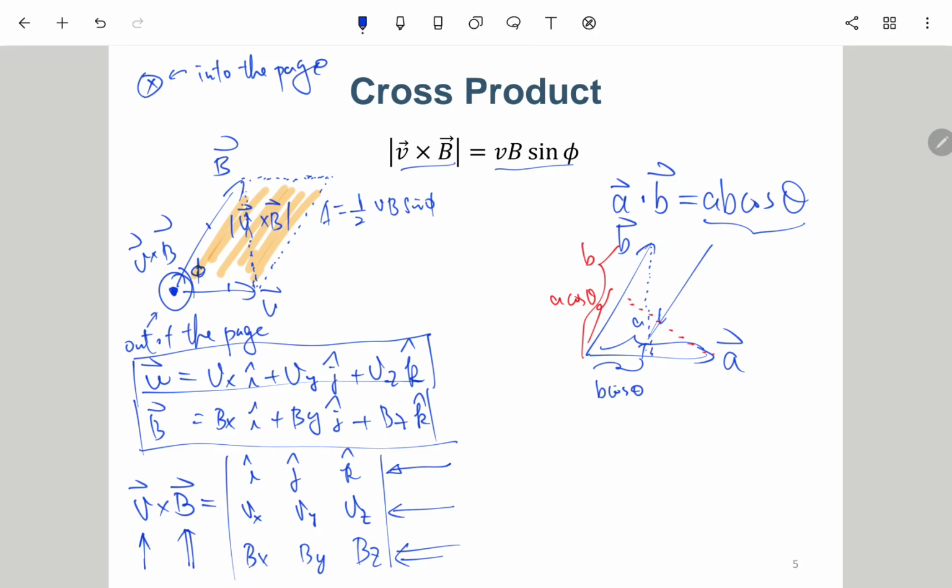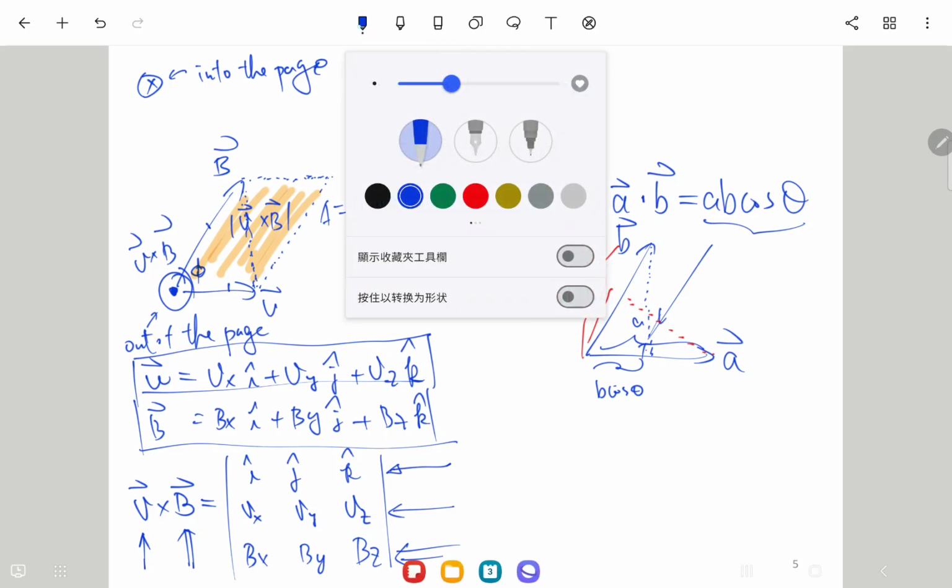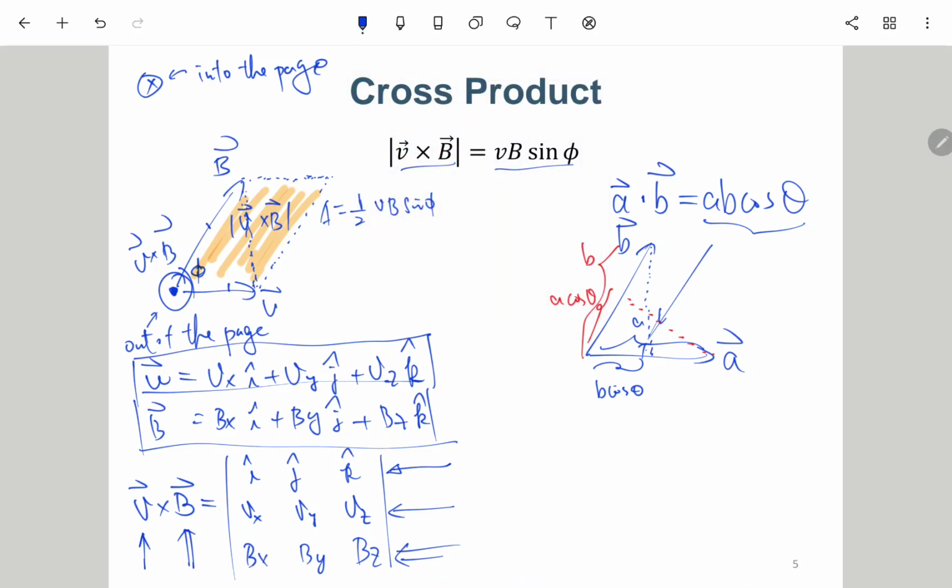I think for hand calculation you should be able to calculate 2 times 2 or 3 times 3. For 4 times 4, the rules are a little bit different. Actually, generally speaking, for the determinant of an n times n matrix, there will be n factorial terms.